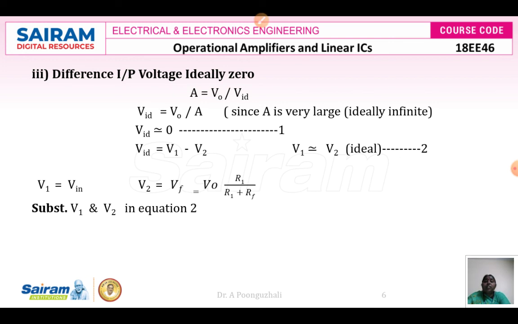So now substituting your equations 1 and 2 for V1 and V2, if I equate them, V in is equivalent to V naught into R1 by R1 plus Rf. So my AF, your closed loop gain, is going to be AF is equivalent to V naught by V in. That is nothing but R1 plus Rf divided by R1. So you can see that this will go to this side. So it is R1 plus Rf divided by R1. That is nothing but 1 plus Rf by R1. This is your closed loop voltage gain.